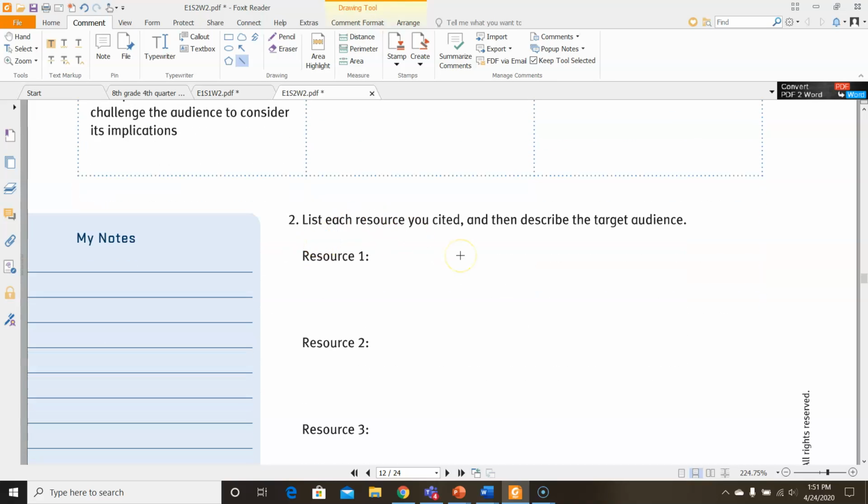And number 2 says, list each resource you cited and then describe the target audience. So list whether it was the speech, one of the previous readings that we did, or the presentation. So list that resource and then describe who that resource was trying to appeal to. Like, who were they talking to? Who was their audience?